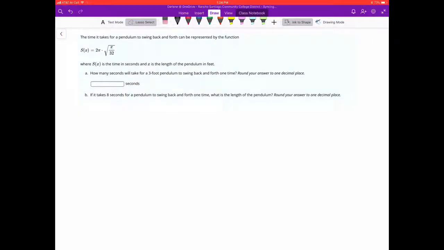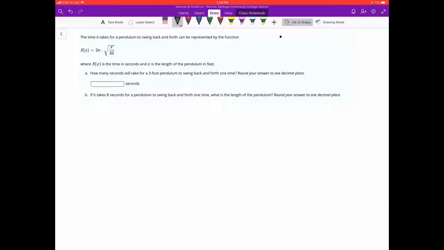Hi, in this example we're going to discuss the time it takes for a pendulum to swing back and forth. So the time it takes for a pendulum to swing back and forth is represented by the given function s of x equals 2 pi times the square root of x divided by 32.